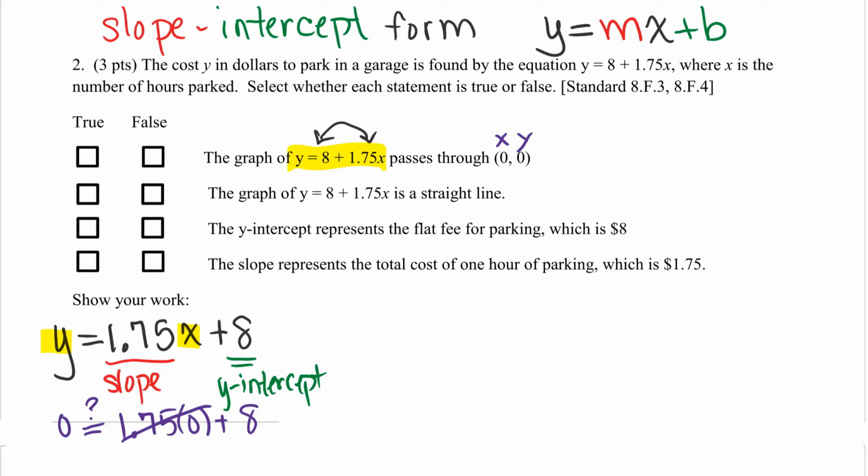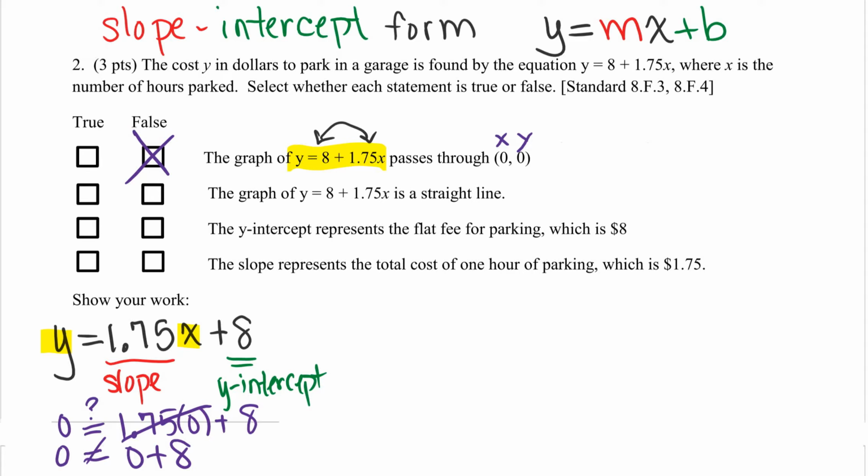Okay, so I have 1.75 times 0. That's going to give me a 0. So I have 0 on the left and 0 plus 8, which equals 8, on the right. That is a false statement, so I can clearly mark false. And I should show work for this.